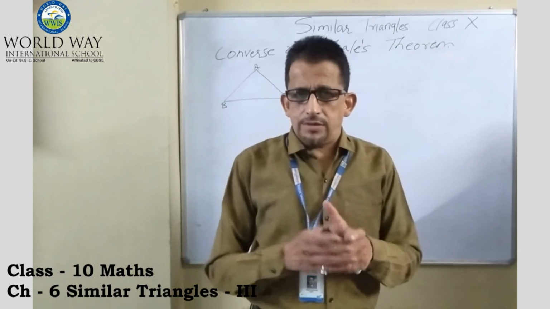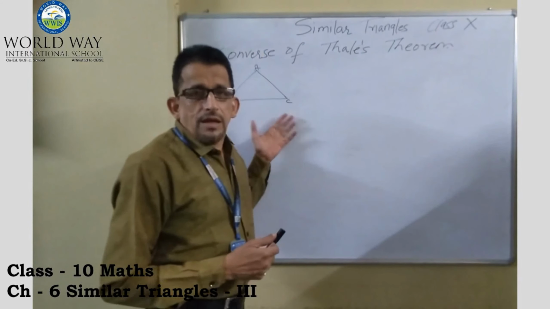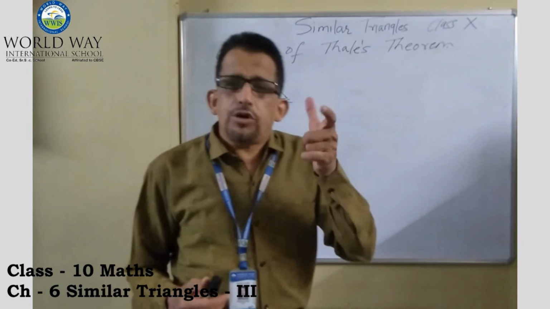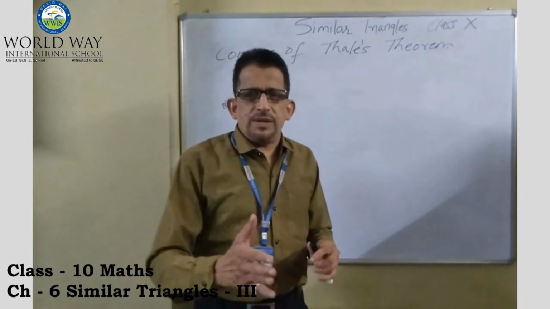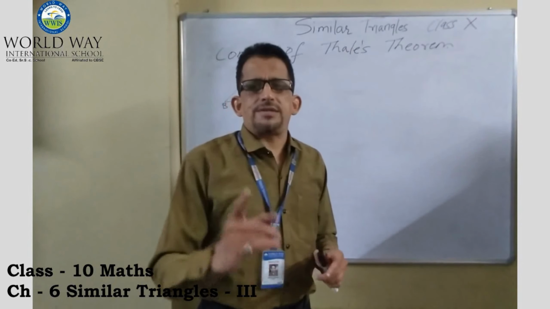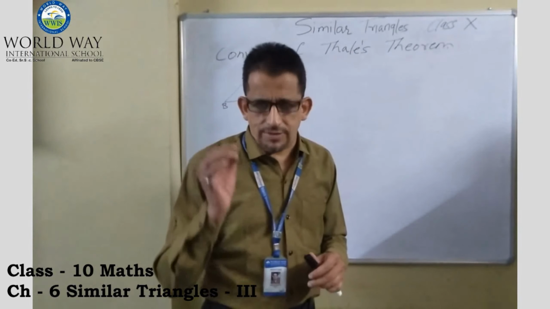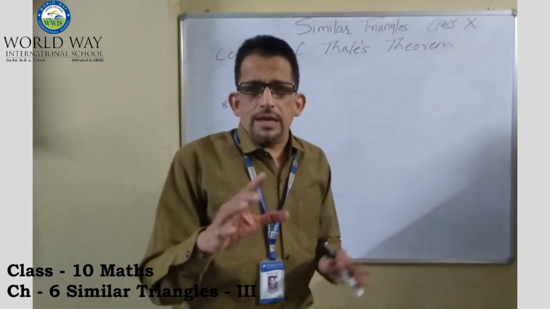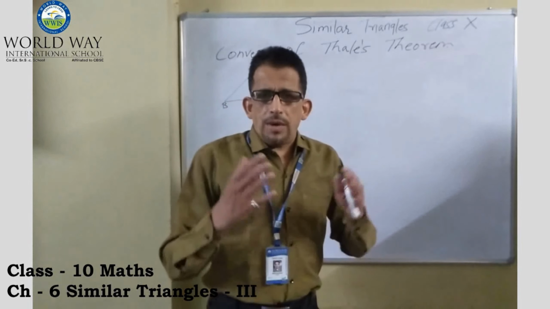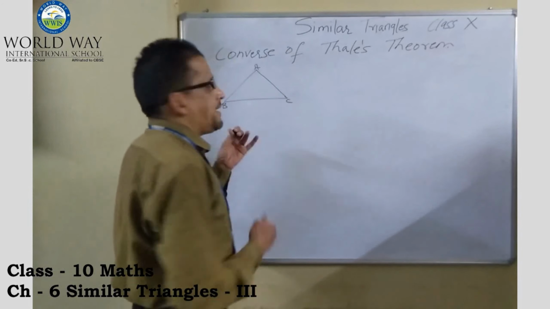तो what is the converse? उल्टा कर दो उसका. In a triangle, if a line divides two sides in the same ratio, it must be parallel to the third side. What is the statement of the converse of Thales theorem? In a triangle, if a line divides two sides in the same ratio, it must be parallel to the third side. So look at the diagram ADE.